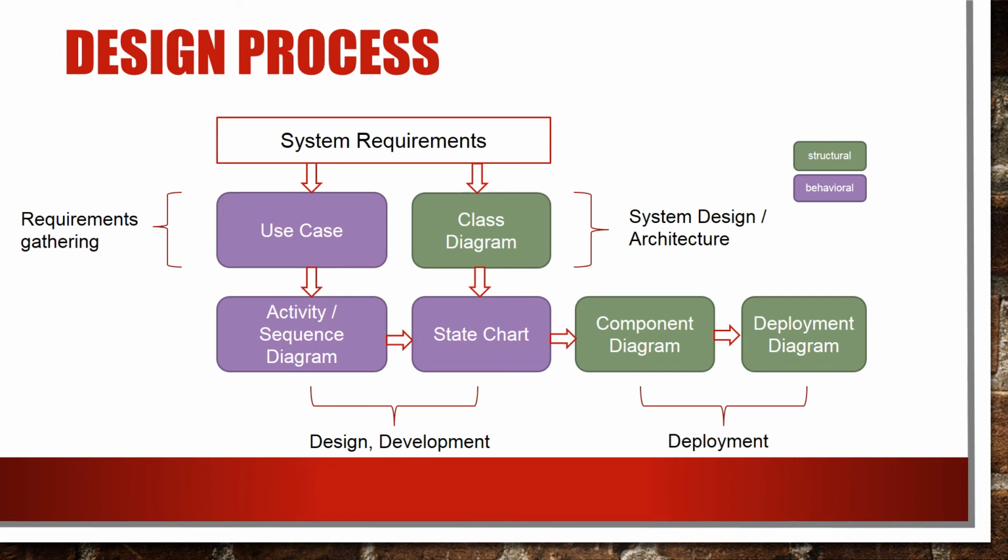A use case diagram is more relevant during requirement gathering. Similarly, class diagrams are more helpful during system design and architecturing. Activity diagram, sequence diagram, and state chart plays an important role during system design and development. Component diagram and deployment diagrams are used extensively during deployment and production phase.